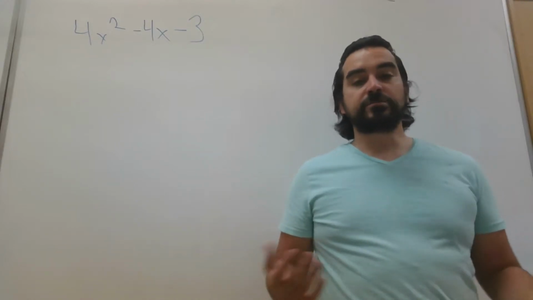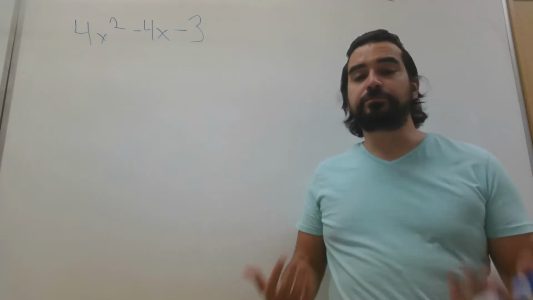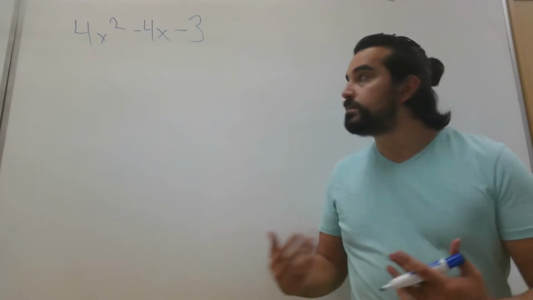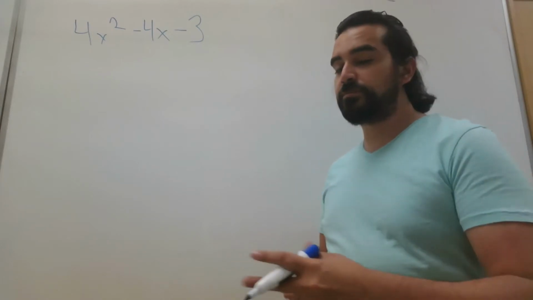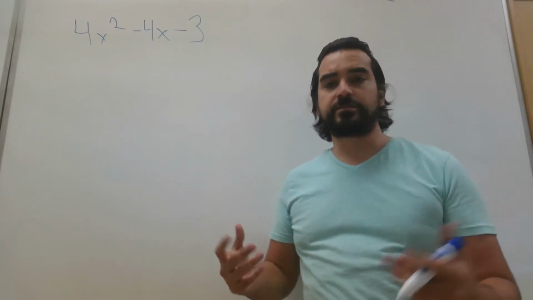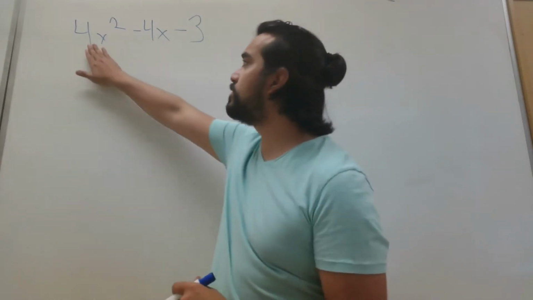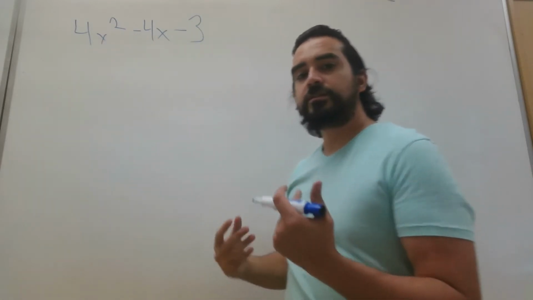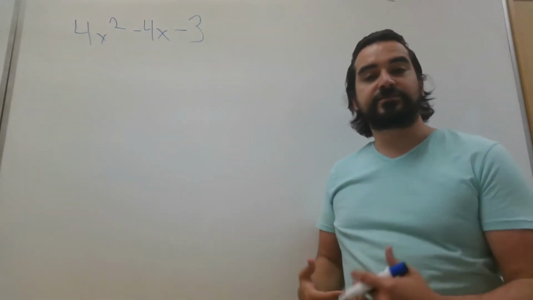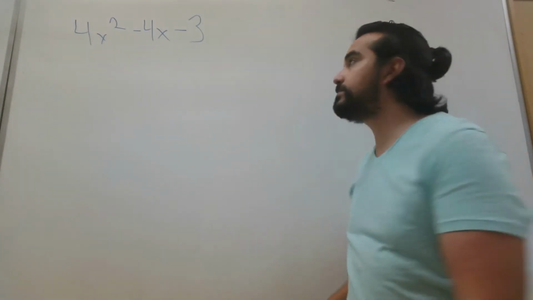Now we're going to continue to learn factoring by grouping when b is negative. Well, we have 4x squared minus 4x minus 3. Remember, first thing is greatest common factor. Is there anything that fits into 4, -4, and -3? No. From here, we could go ahead and identify our a, b, and c value.